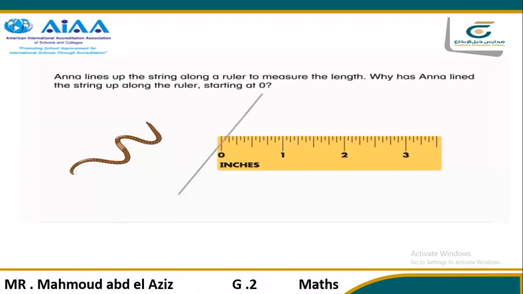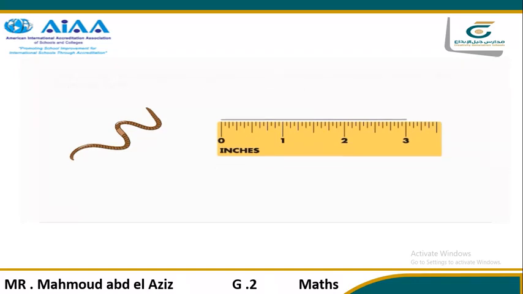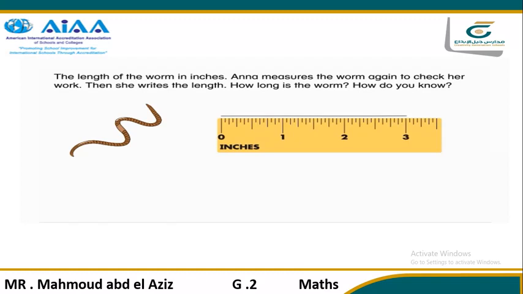Anna lines up the string along a ruler to measure the length. Why has Anna lined the string up along the ruler starting at 0? She knows the string is the same length as the worm. What will lining up the string tell her? The length of the worm in inches.